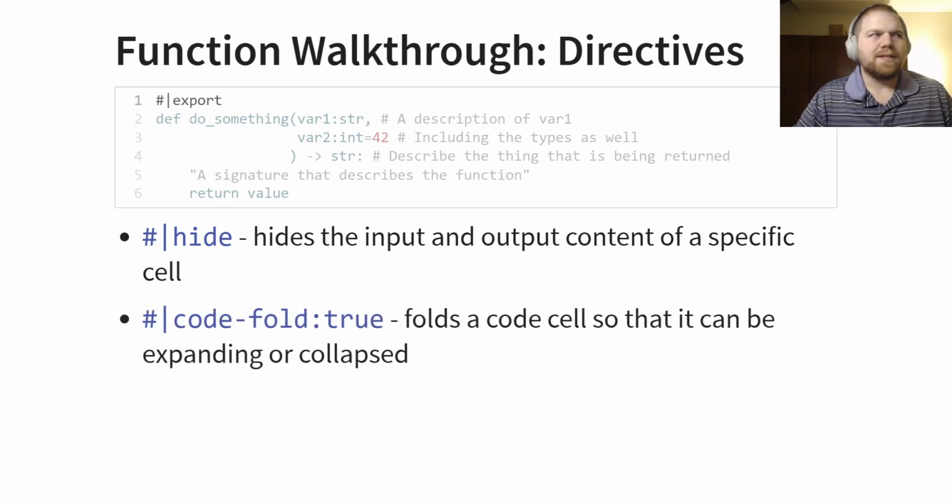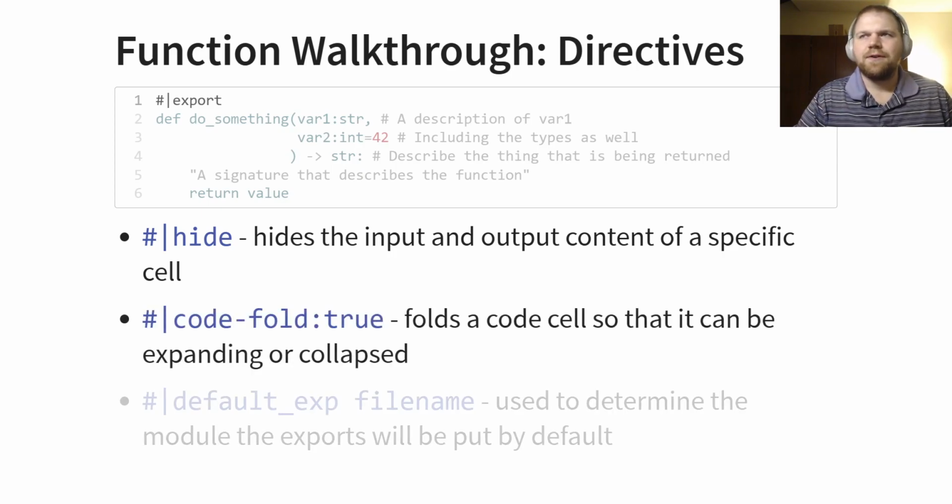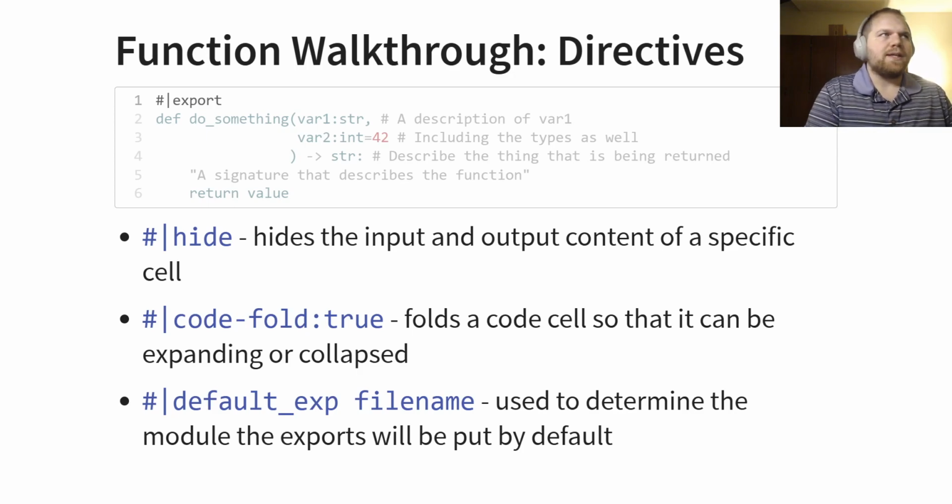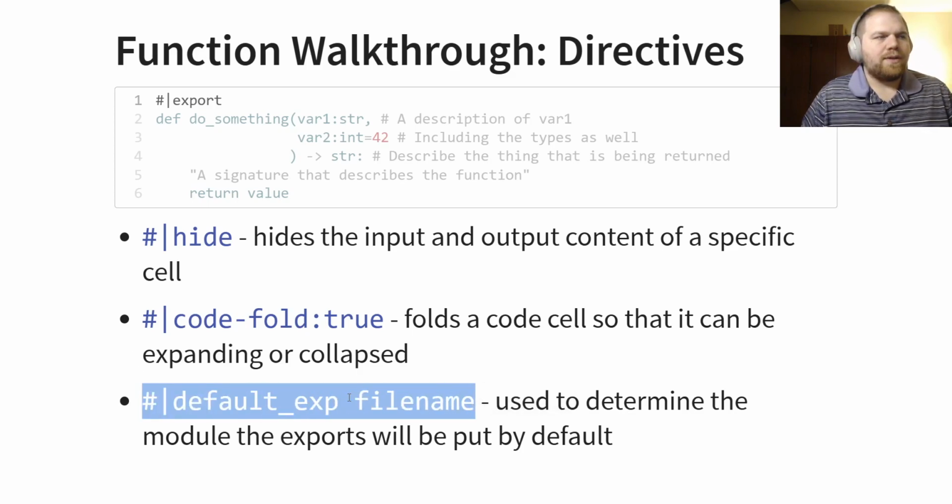There's also code fold. There's a bunch of different directives. The one that tells nbdev which module you want to put this code in when you do an export is the default_exp directive. So this down here is saying export something like this to a file called filename.py.